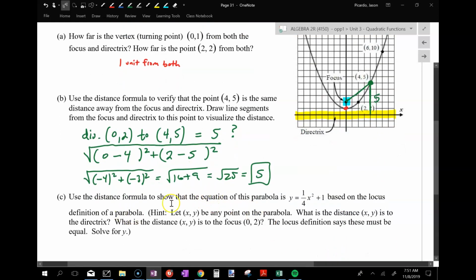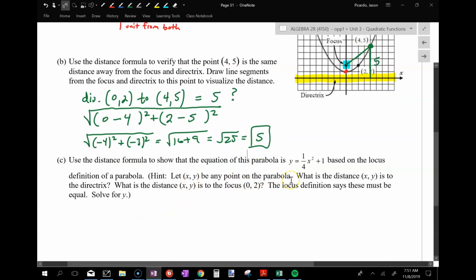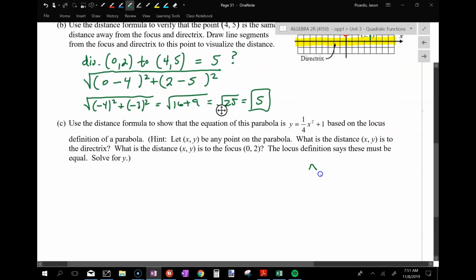Now, it says use the distance formula to show that this equation is based on the locus definition of a parabola. Hint, let (x, y) be any point on the parabola. What does that even mean? Well, let's do this. Ready? There's my parabola, right? I'm going to put some random point on this parabola right here, and I'm going to call it (x, y).